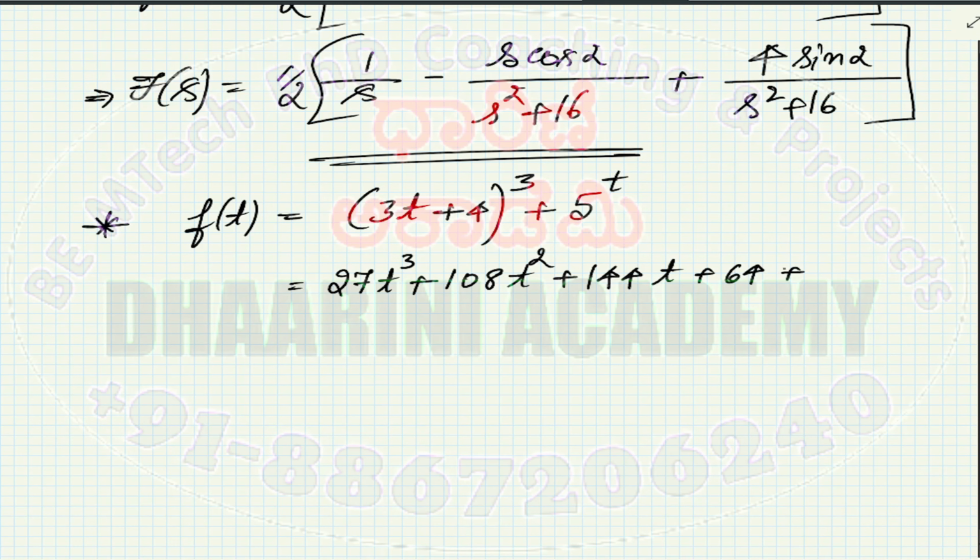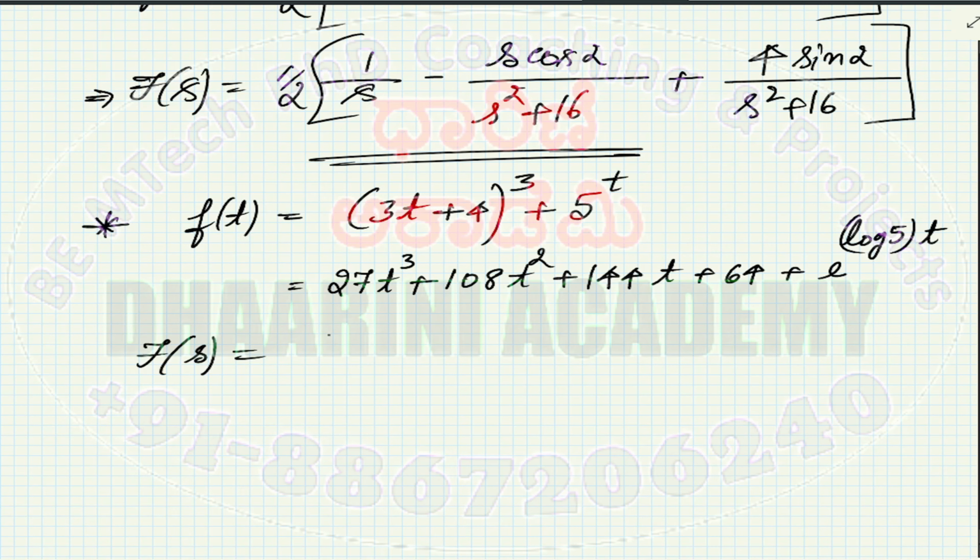plus, now what I do here, 5 to the power t can be written as e to the power log 5 times t, because 5 can be written as e to the power log 5. E and log will cancel, it's just 5. Okay, so I can write it in this way. This is the f of t now, therefore directly you can convert this into F of s.